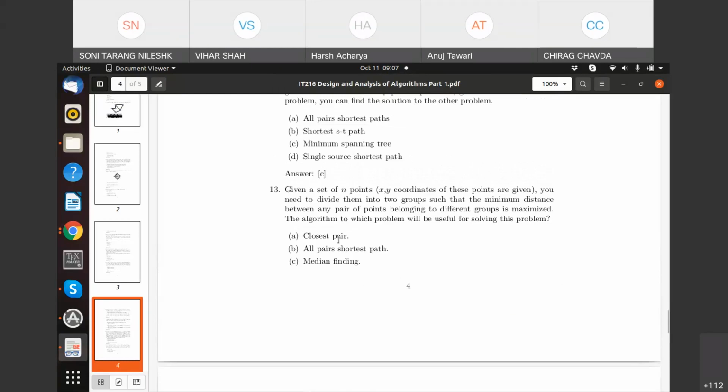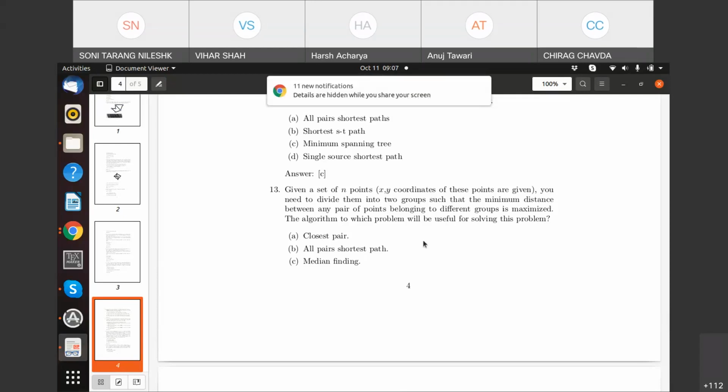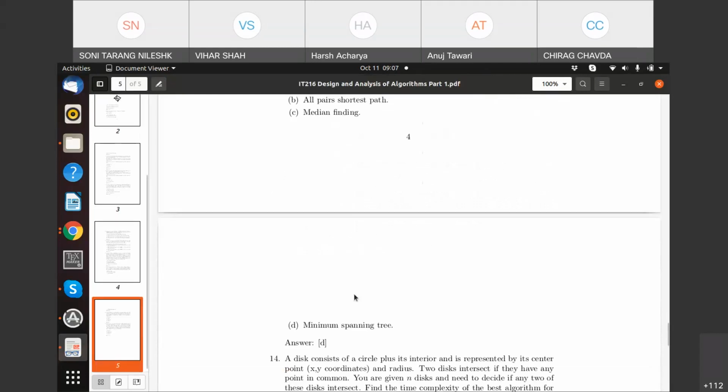Some of you have taken closest pair, but when you have this maximizing the minimum distance, it's not completely right, because this will be an exponential time algorithm, I guess. Because first you need to find out these two different groups, right? There are many such ways to divide them, almost 2 raised to n by 2. So closest pair is not a good option. You can do it in polynomial time using minimum spanning tree.